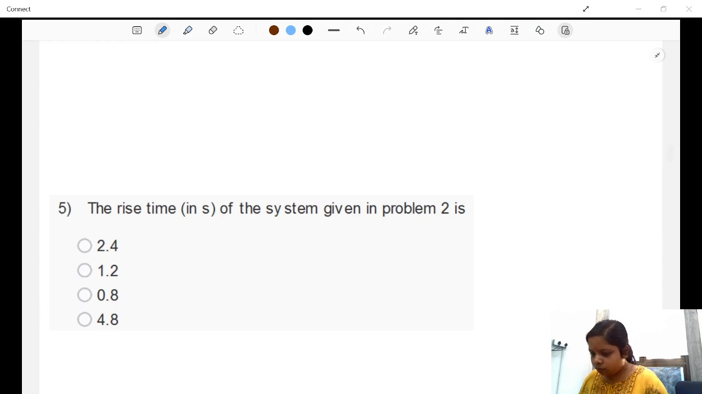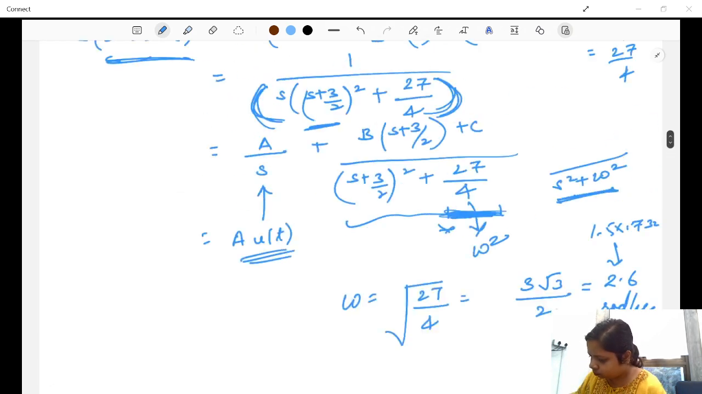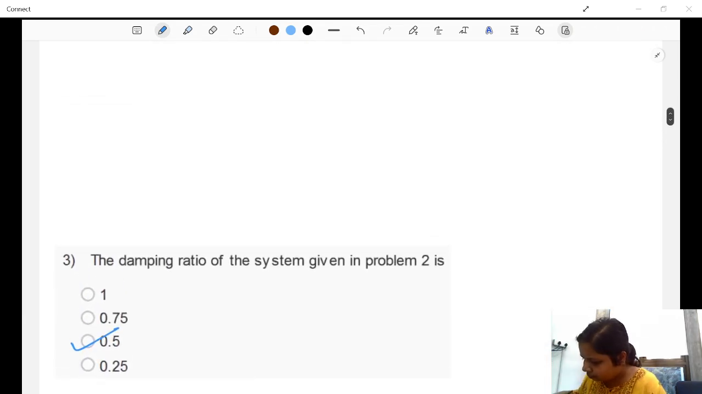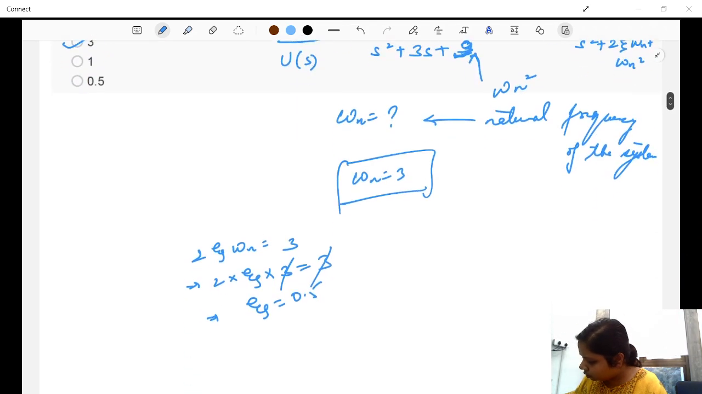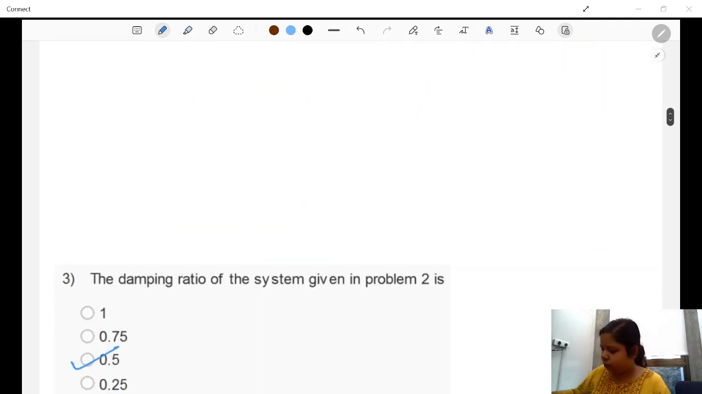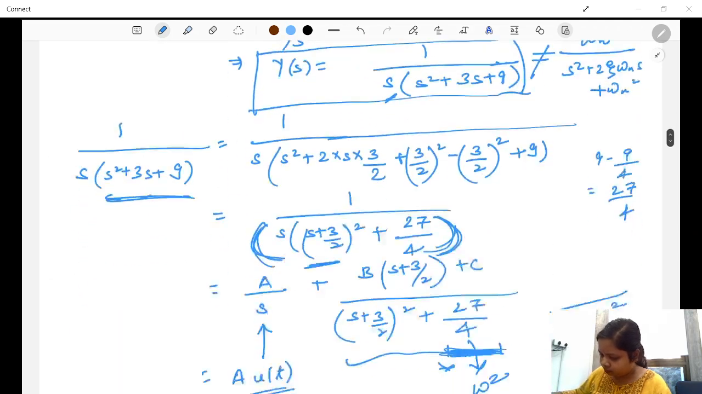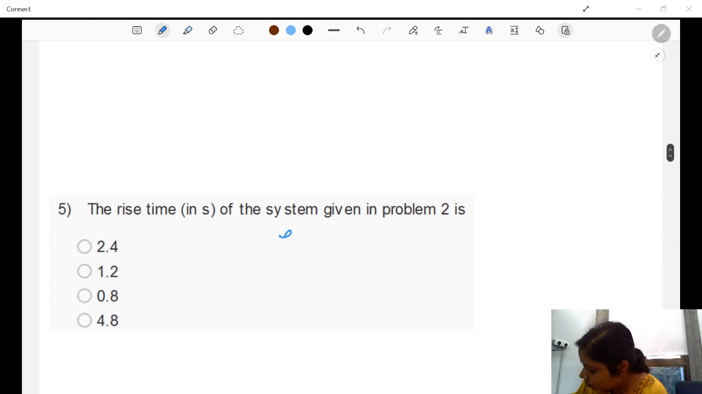Okay. So yeah, there was a problem two. Problem two had what? You need to find the rise time for the system. Okay, so in problem 2, you had found zeta to be 0.5, omega n to be 3. This is sufficient. Now we want to find out what is the rise time of the system.